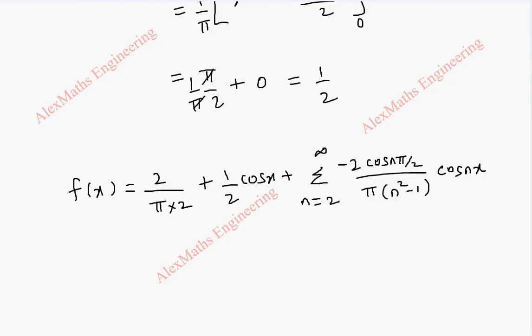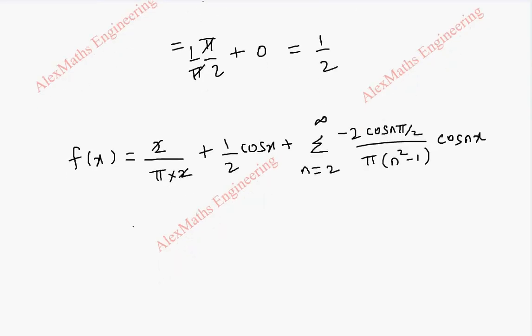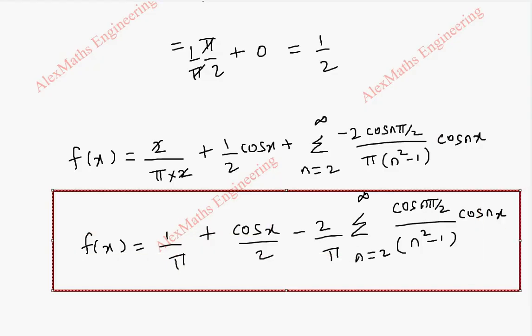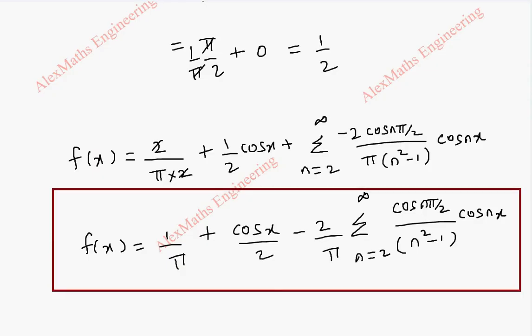Now we have to take the constants outside. We can cancel this. So finally f of x is 1 by pi plus cos x by 2, and we can take the constants outside. Minus 2 by pi summation n is from 2 till infinity. We have cos n pi by 2 by n square minus 1 into cos nx. This is the required half-range cosine Fourier series for the given function f of x.